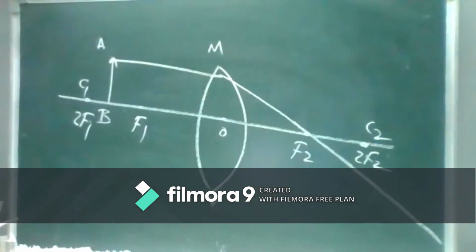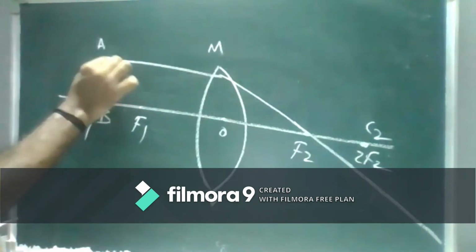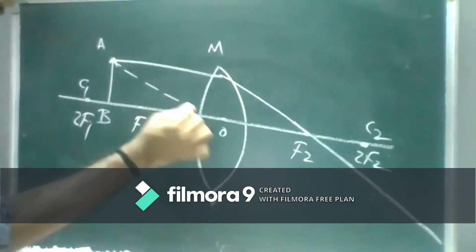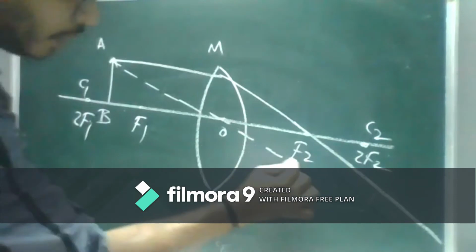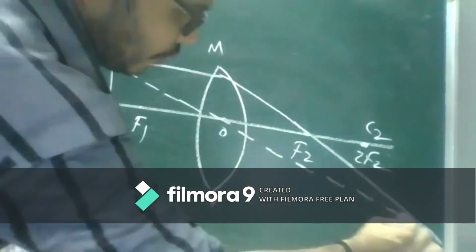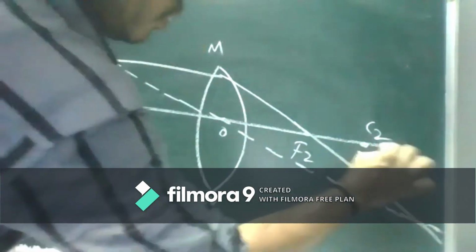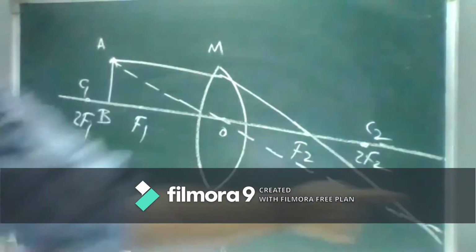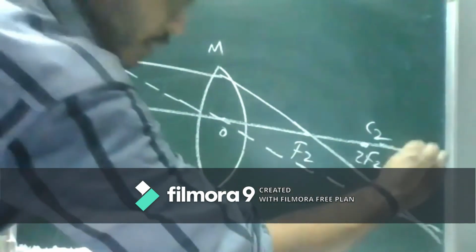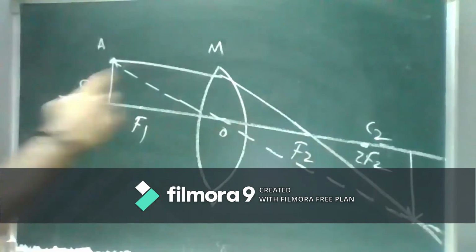Now I'm taking one more reference line, which is passing through the center of curvature. This is the center point of the lens. Now I mention the dotted lines. This is your line. Where the two meet, that is your image. If you see that, the image is forming beyond 2F2, and it is bigger than the object.